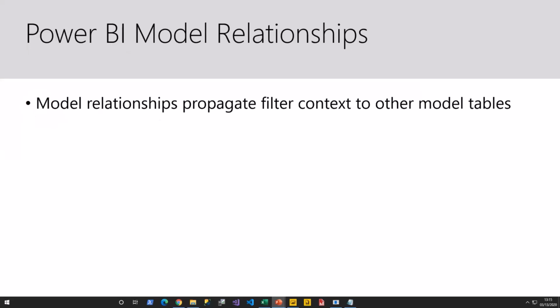They matter when your model consists of more than one table. Now, by definition, model relationships propagate filter context to other model tables. Let's take a look by example.